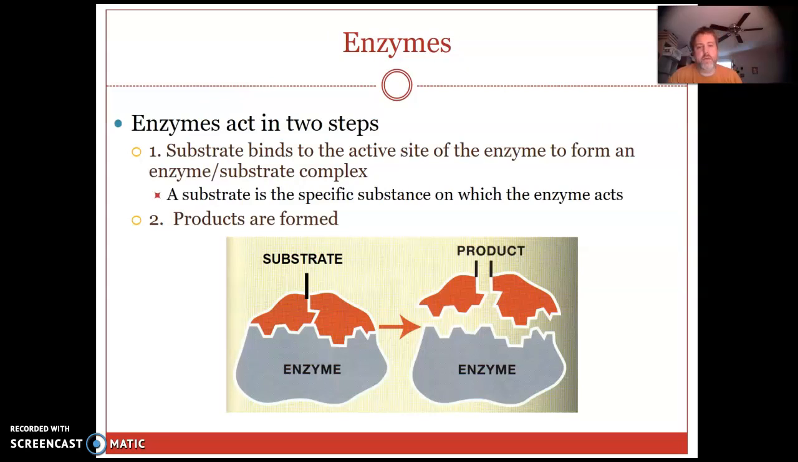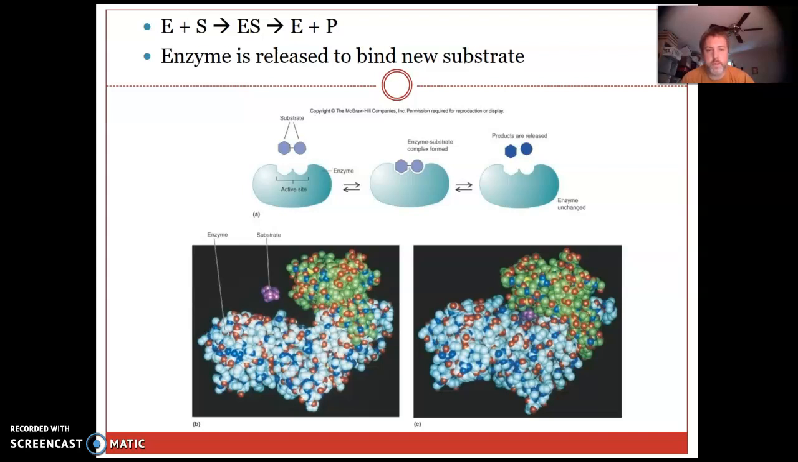So enzymes act in two different steps. Right? So first, the substrate is going to bind to the active site of the enzyme. And keep in mind, these enzymes are specific to substances. So each enzyme has its own specific substrate that it will react to. And then products are formed. So in this case, we are taking a substrate that is a single molecule and breaking it into two molecules. So enzyme binds to substrate. You briefly get an enzyme substrate complex, and then the products are then released from the enzyme.